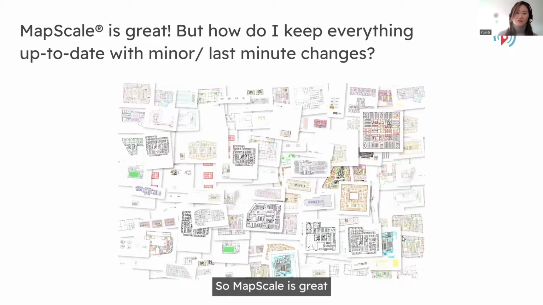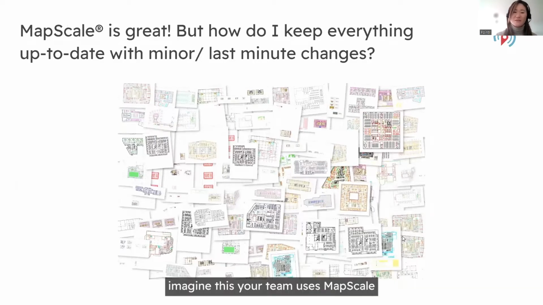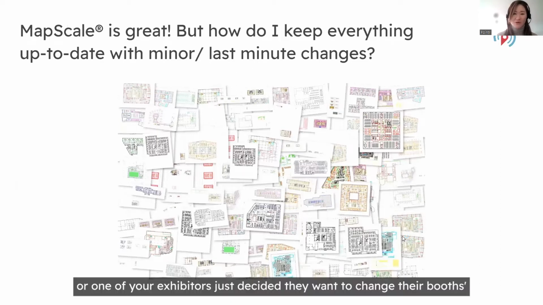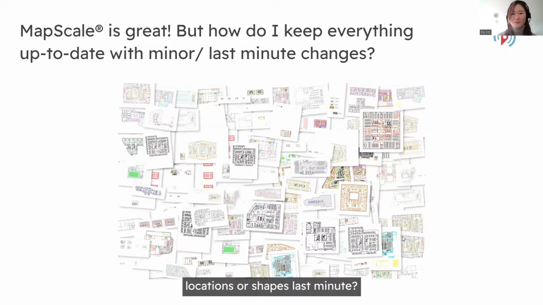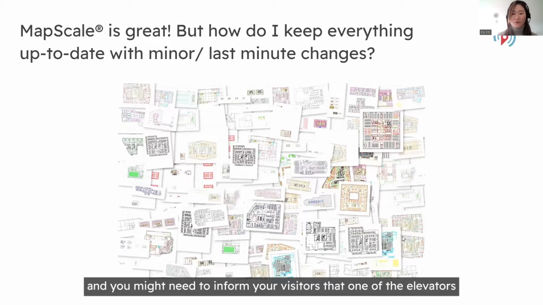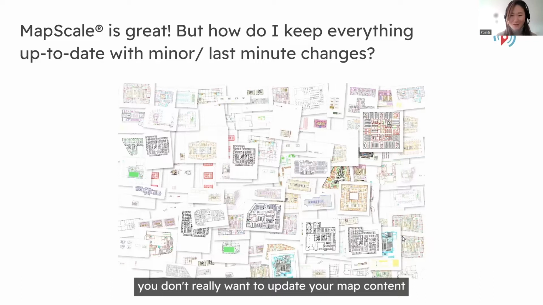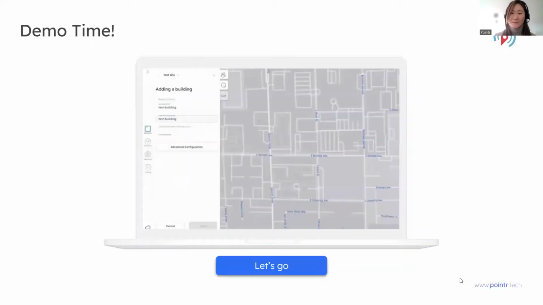MapScale is great, but here's another scenario on your indoor mapping journey. Imagine your team uses MapScale to convert all the CAD files into interactive digital maps. That is great. But what if you find some small errors on your map, or one of your exhibitors decides to change their booth location or shape last minute? Or if you're an operational manager for your building, you might need to inform your visitors that one of the elevators is temporarily out of order. You don't want to update all your map content just because of one or two small changes. That's where Pointr Cloud comes in.